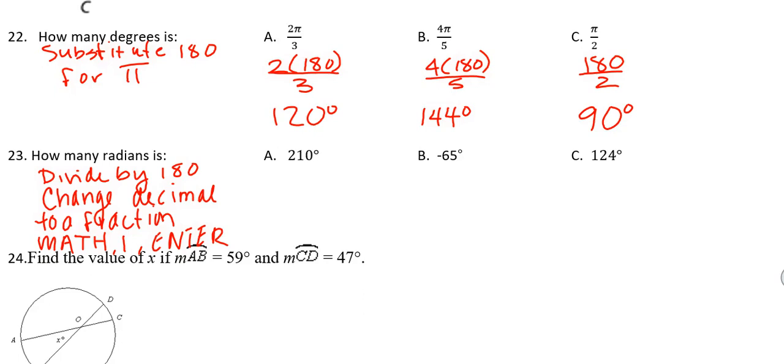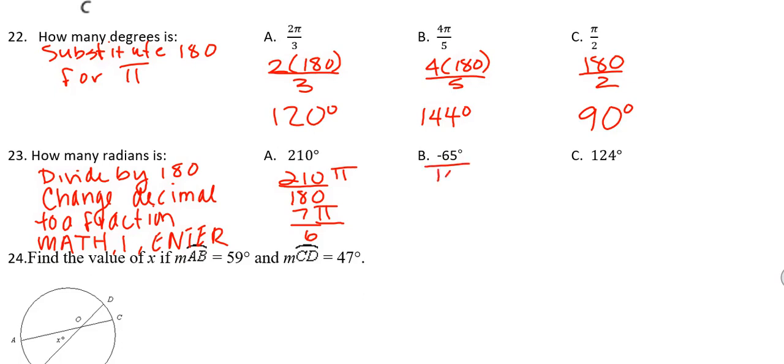So let me show you. We're going to do 210 divided by 180, and then we're going to put pi up there in the numerator. When I entered it in the calculator and pushed math 1, I got 7 over 6. Now it's going to be 7 pi over 6, because again we put pi in the numerator.